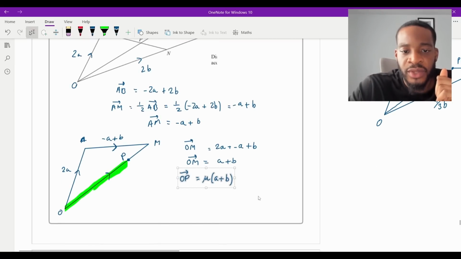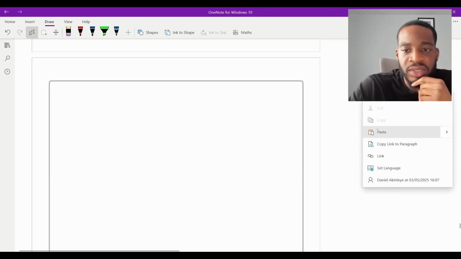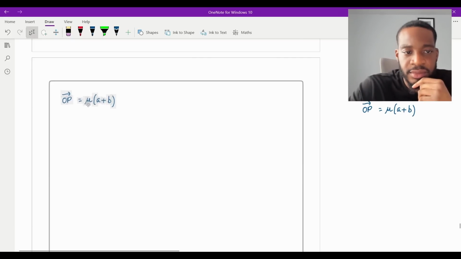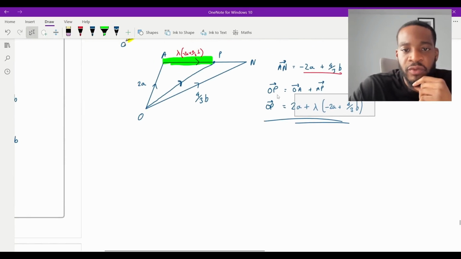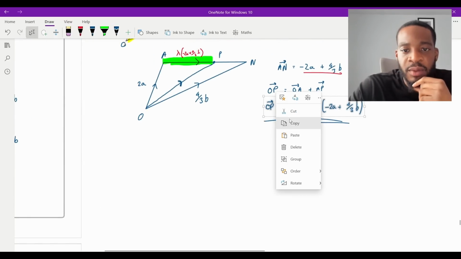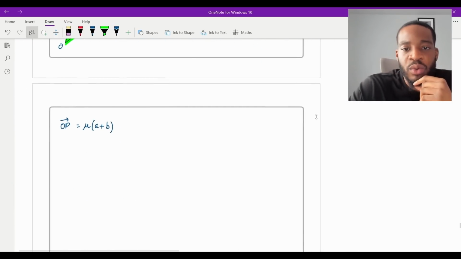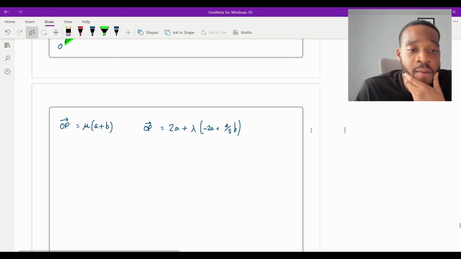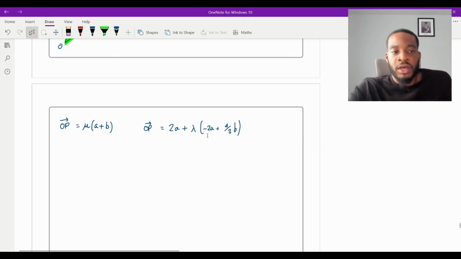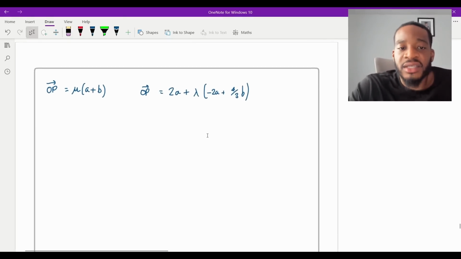So what I'm going to do is highlight that expression of O to P. I'm going to put this here. And then that other expression of O to P which we found is this one, right? This is O to P as well. And I'm going to put this here. And then what we want to do is figure out what that multiple of mu is, right? Because if we could figure out what that is, that will tell us the fraction of O to P out of O to M. Now, algebraically, these vectors are the same.